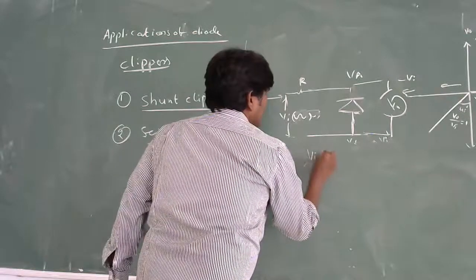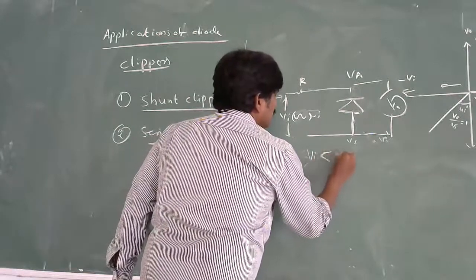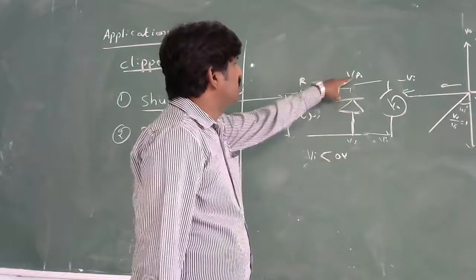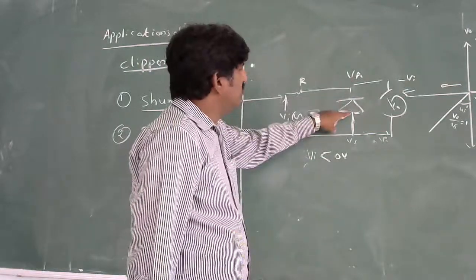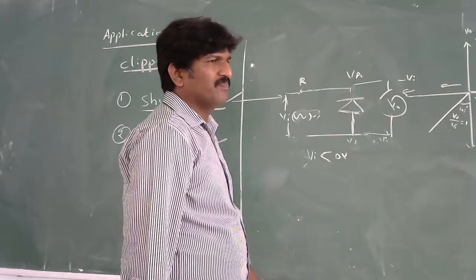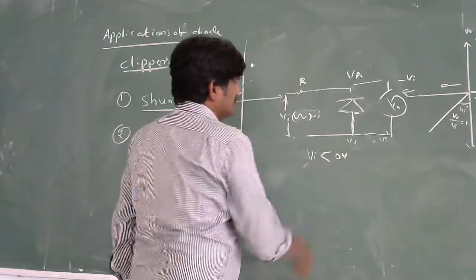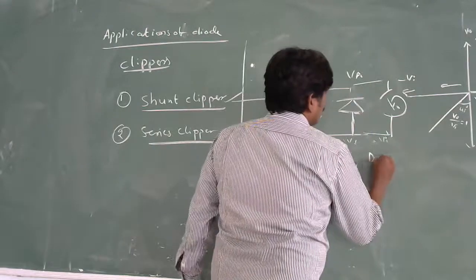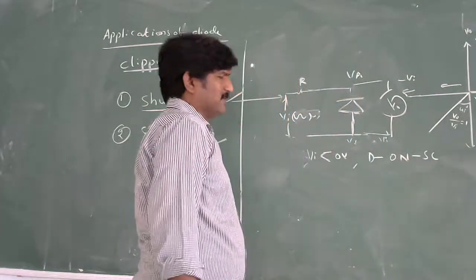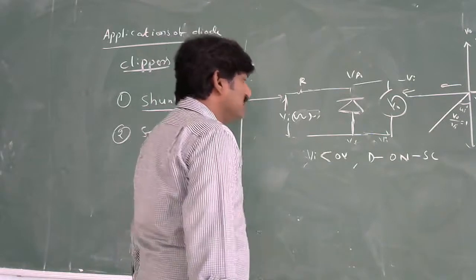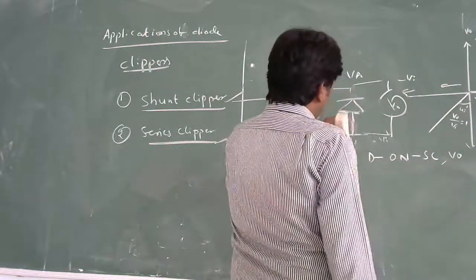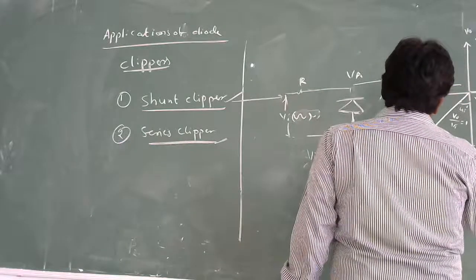VI less than 0 volts. You should understand that less than 0 volts corresponds to the VA voltage of this diode. 0 is corresponding to the VA. Then VI is less than 0 volts, the diode will become on. It is acting like a short circuit. Then what is the output? V0, when it is short circuit, what is the V0? It is 0 volts.